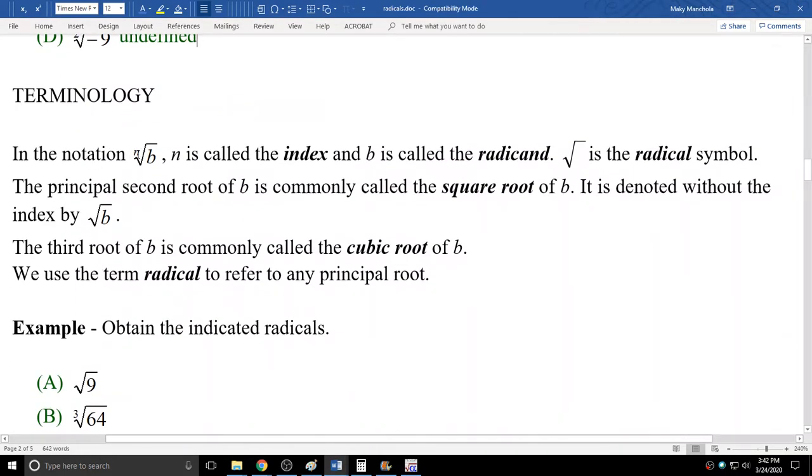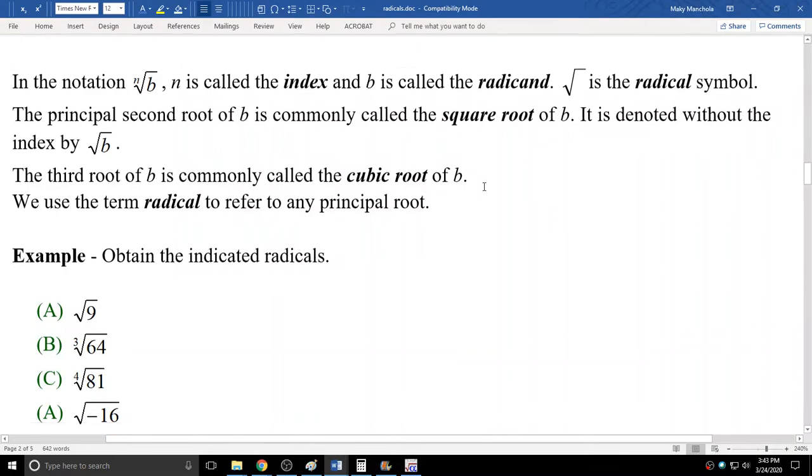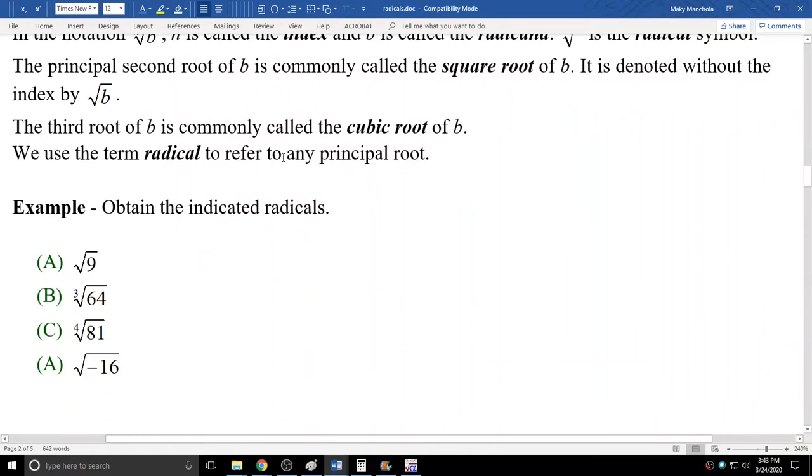Some terminology. When you write the nth root of b, n is called the index, b is called the radicand, and that, of course, is the radical symbol. The principal second root of b is commonly called the square root of b. And you write it without the index. The third root of b is commonly called the cubic root of b. We use the term radical to refer to any principal root.